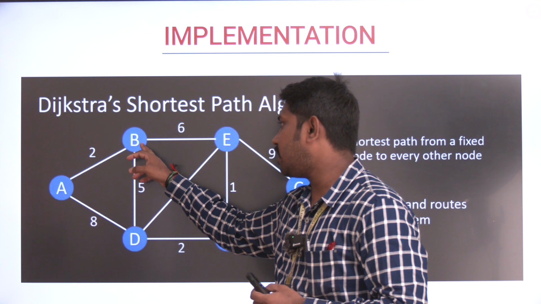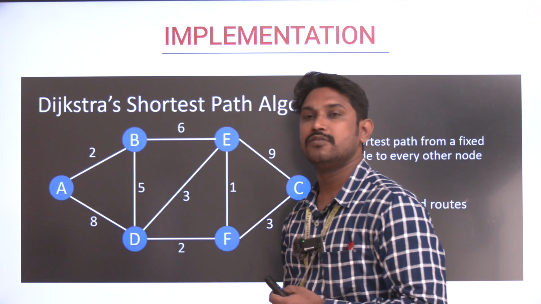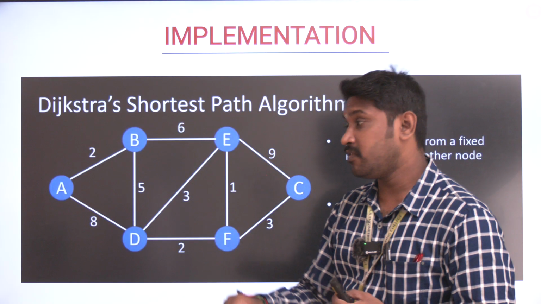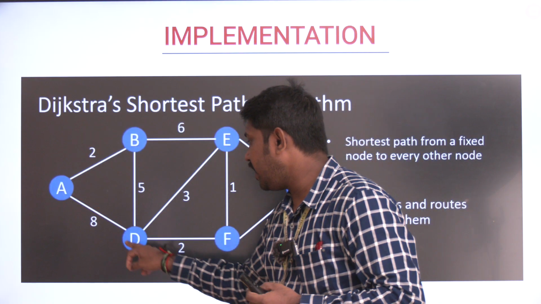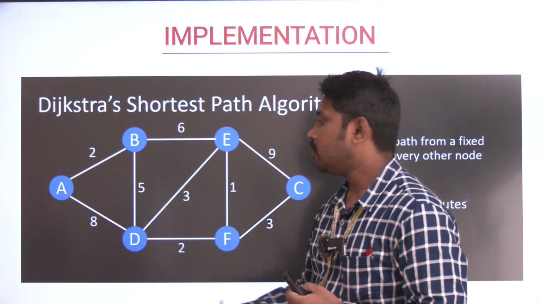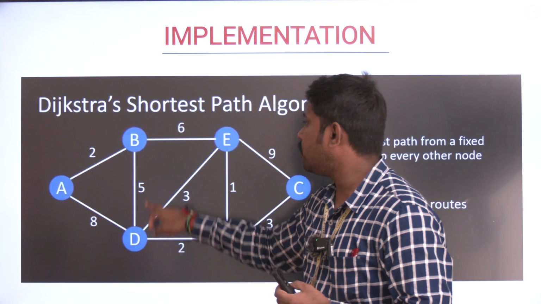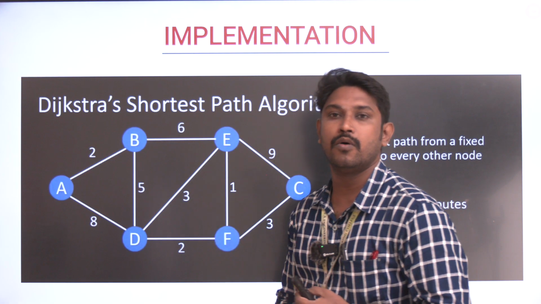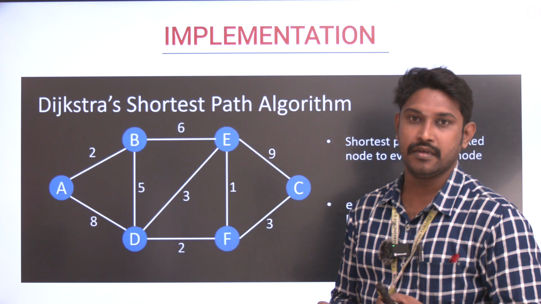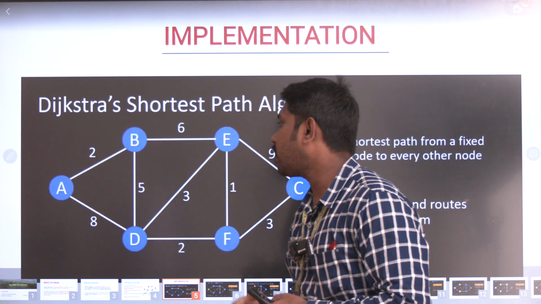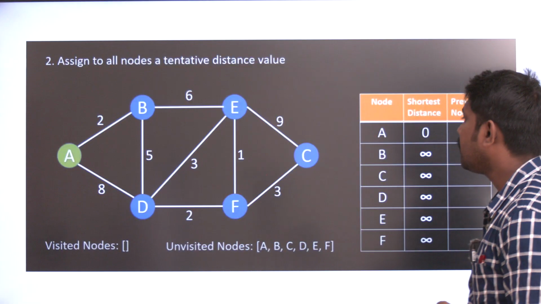So first we go with A to B. A to B will have a weight of 2. Another path is A to D and D to B. A to D will be 8, and D to B will be 5. So 8 plus 5 will be 13. So the shortest path is A to B, which is 2. Okay, so that is the first thing.